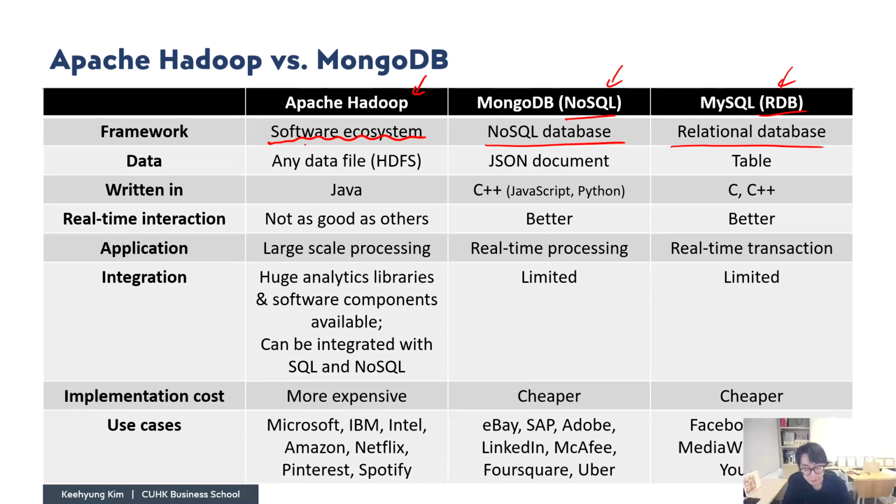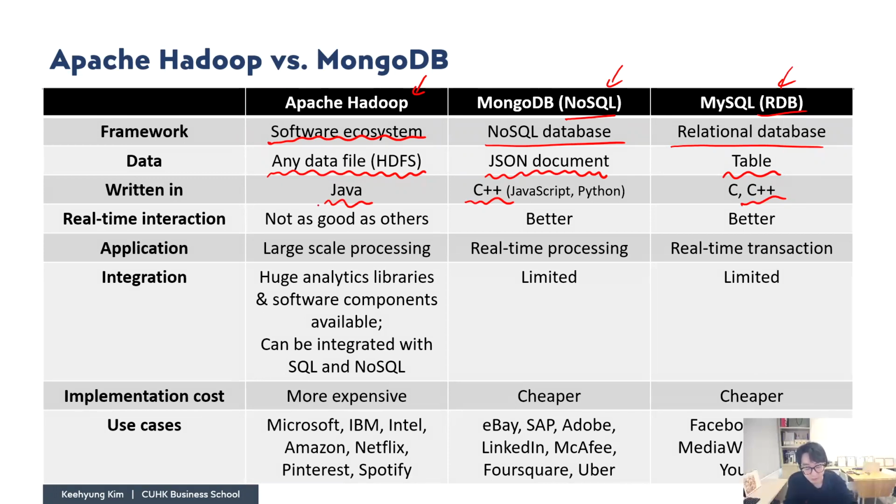Hadoop, to store and manage data, can store any data file because it's an ecosystem. You just store data into a storage. In MongoDB, we use a JSON document structure to store data. In MySQL, we use a table structure to store data. Apache Hadoop is written mostly in Java, so some people say that it could be a little bit slower for real-time interaction. MongoDB is mostly written in C++, same for MySQL, mostly written in C++. So they are faster in theory.